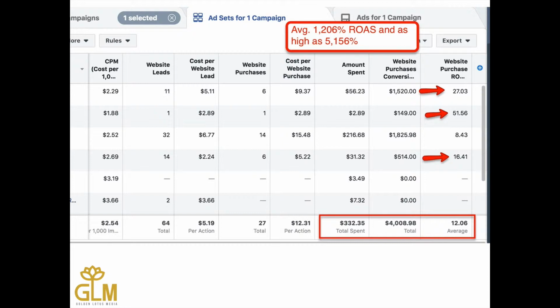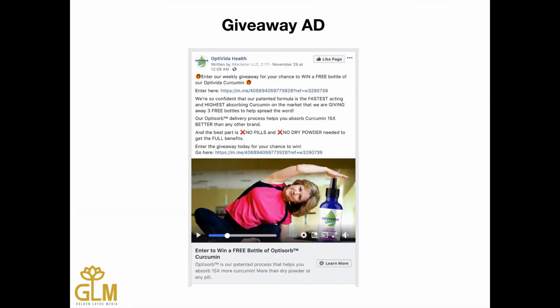We've spent $332 over here. We returned them $4,008 to be exact. It's about 12.06 average ROAS. And this happens only when you converse with your traffic, guys. So here we said, okay, great. We're building up their list. We're getting them sales. Now it's time to do a giveaway ad, right?